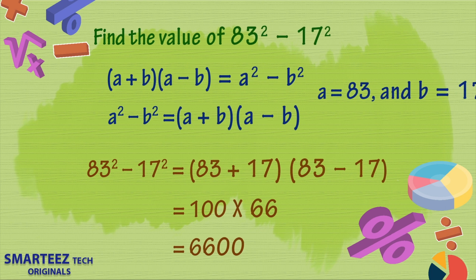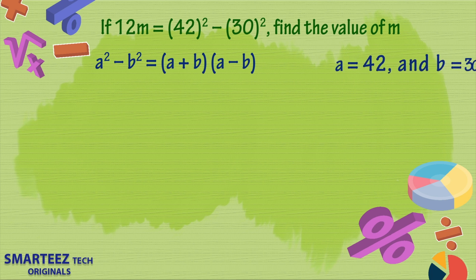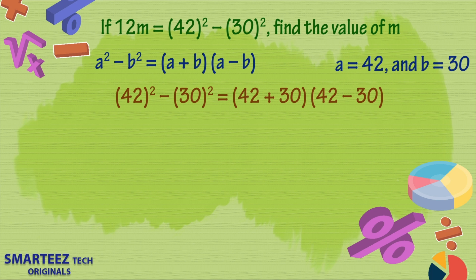Let's do one last example. If 12m equals 42 squared minus 30 squared, find the value of m. Solution. Again, using the (a plus b) times (a minus b) formula in the reverse way, a squared minus b squared equals (a plus b) times (a minus b). Here a equals 42 and b equals 30. So 42 squared minus 30 squared equals (42 plus 30) times (42 minus 30), which equals 72 times 12.